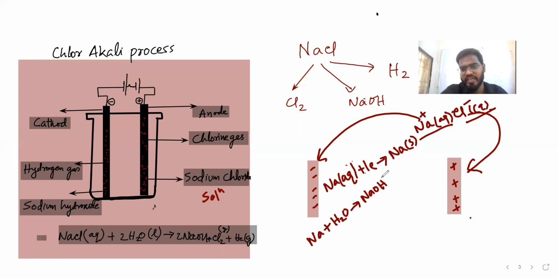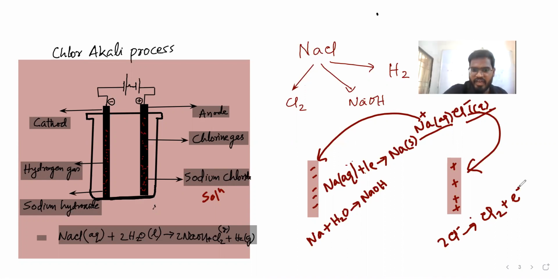Second thing we can say here is Cl-. There are a number of protons here, so it will lose one electron and become chlorine, and that too 2Cl will come. Otherwise it will become nascent, which is not possible. One electron will be taken, and it will become chlorine gas.